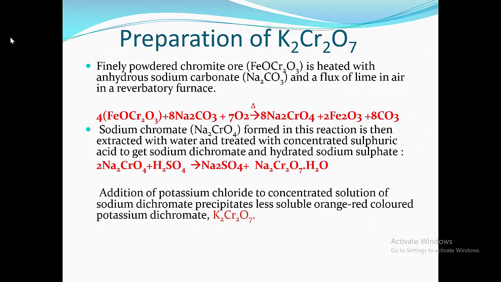In the third step, sodium dichromate is converted into potassium dichromate by the action of potassium chloride. Addition of potassium chloride into concentrated solution of sodium dichromate precipitates less soluble orange red colored potassium dichromate, that is K2Cr2O7. The following reaction occurs. Na2Cr2O7 plus 2KCl gives K2Cr2O7 plus 2NaCl.